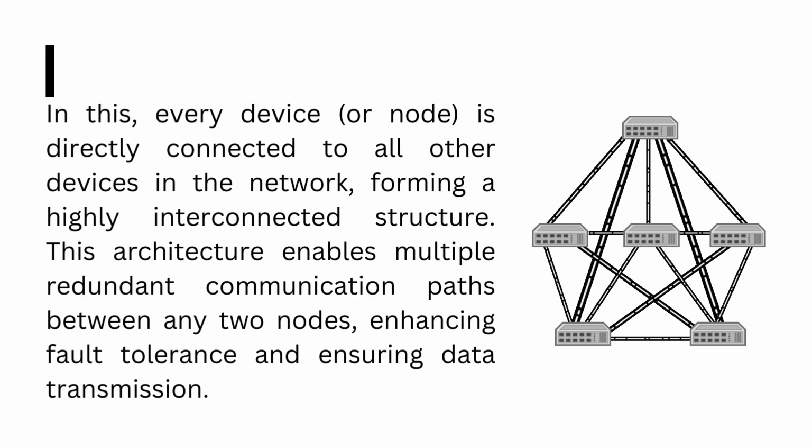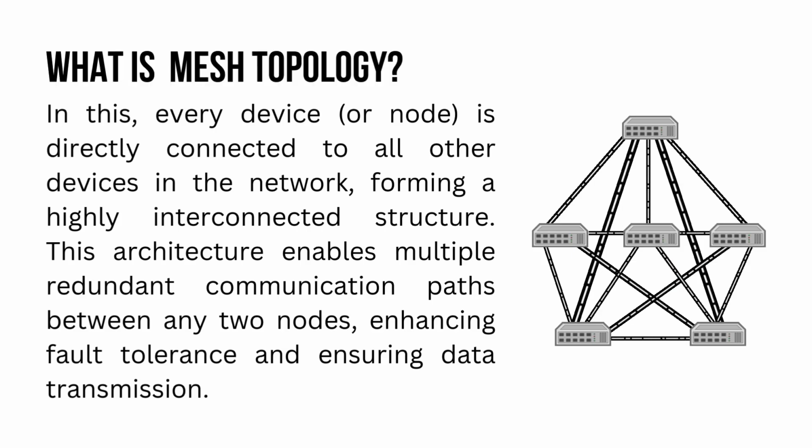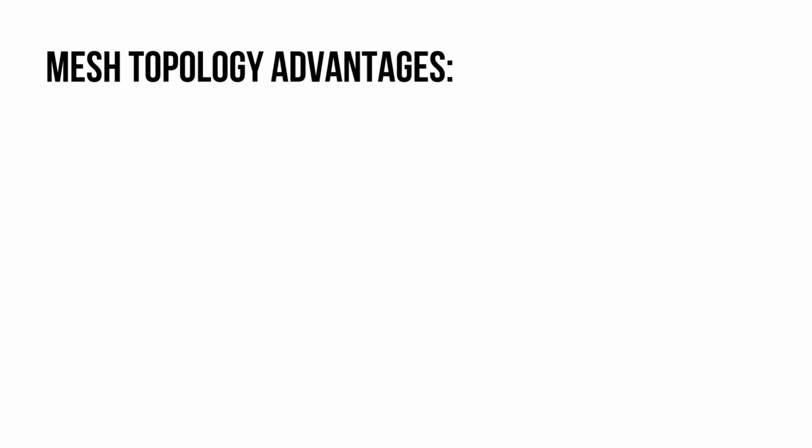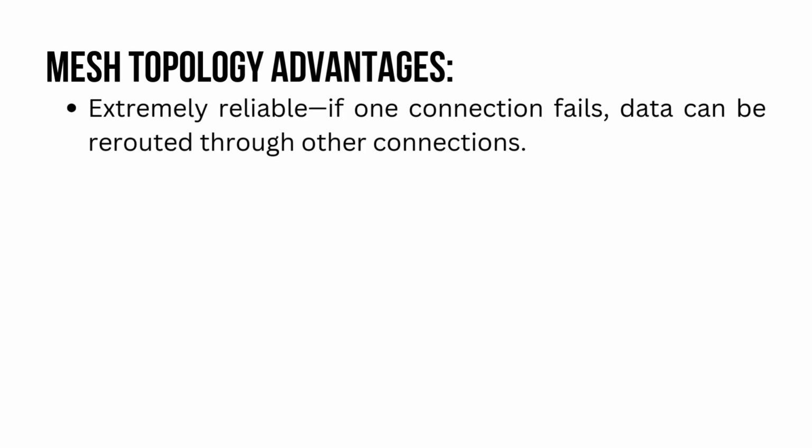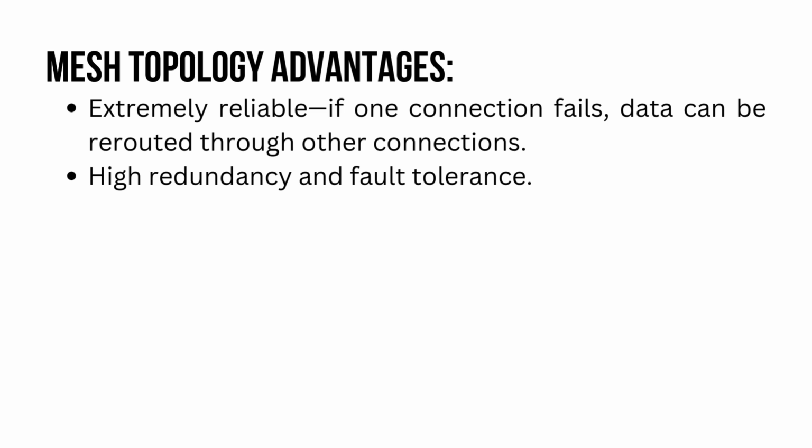Mesh topology. In mesh topology, each device is connected to every other device in the network. This creates multiple paths for data to travel between any two devices. Advantages of mesh topologies are that it is extremely reliable. If one connection fails, data can be rerouted through other connections. It has high redundancy and fault tolerance.